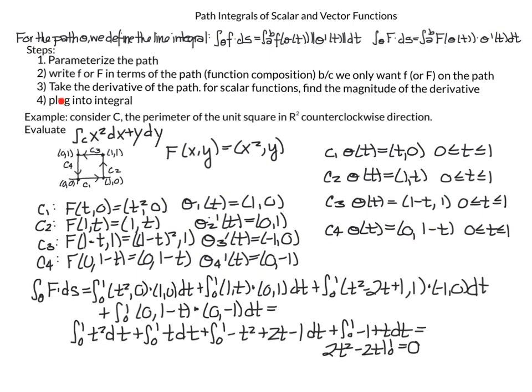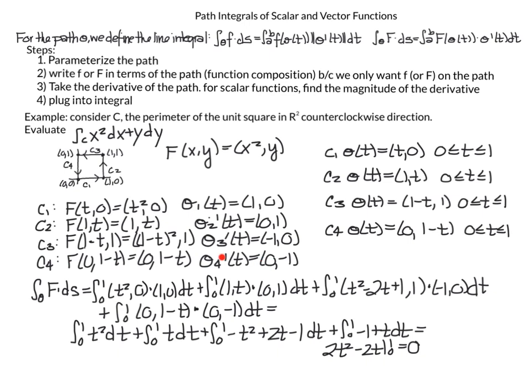Now we're at the last step, which is to plug into our integral. So our formula for a line integral with a vector field is to take the function composition F composed of our sigma dotted with the derivative of sigma. So I've done that. For 0 to 1, I did (t squared, 0) dotted with (1, 0). And then again, for 0 to 1, (1, t) dotted with (0, 1). And then again, from 0 to 1, I have my F composed of sigma dotted with my derivative.